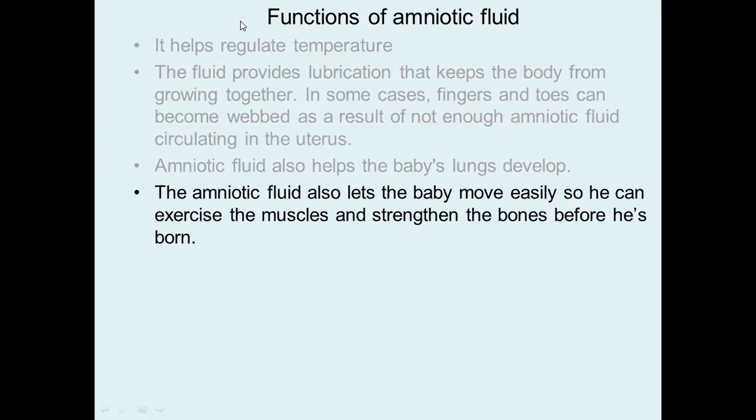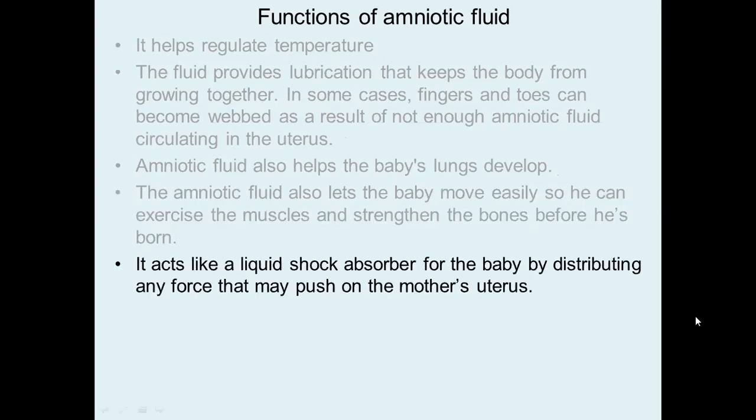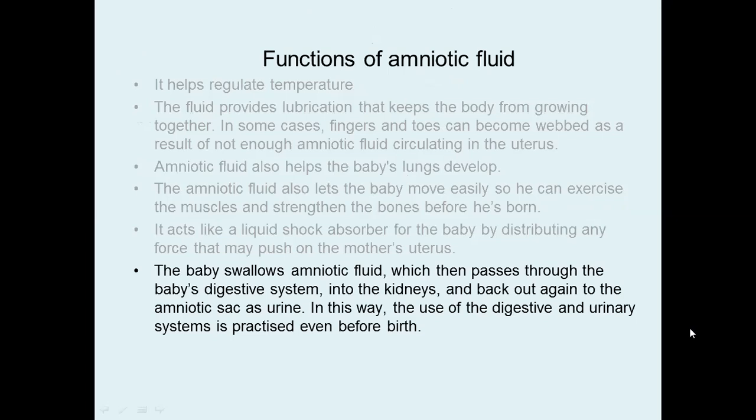And when I say baby here, you should perhaps be putting in fetus or embryo, so that he or she can exercise the muscles and strengthen the bones before being born. It acts like a liquid. They always talk about shock absorber. Okay, it's not a term I like. So it protects the embryo or the fetus from mechanical damage. So it distributes any forces that may push on the mother's uterus.